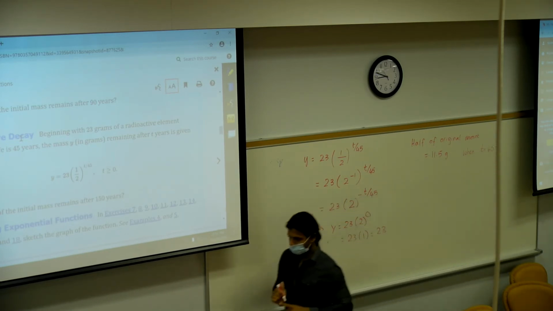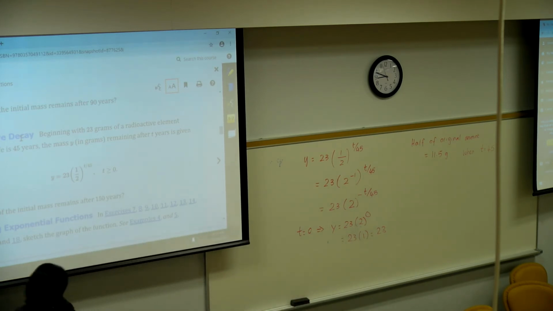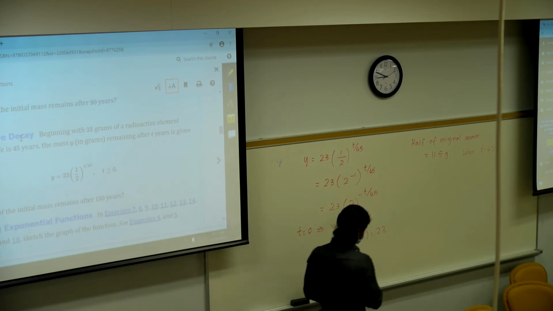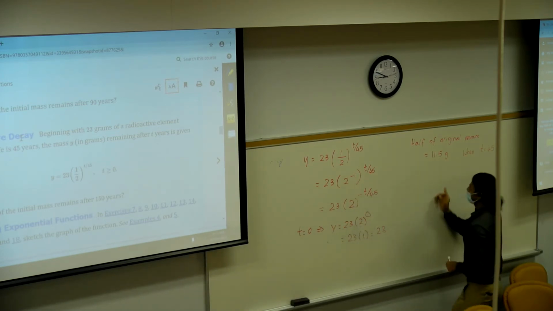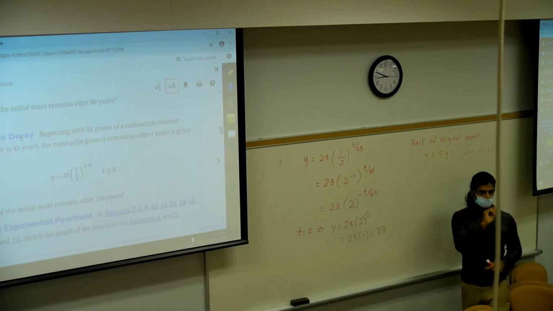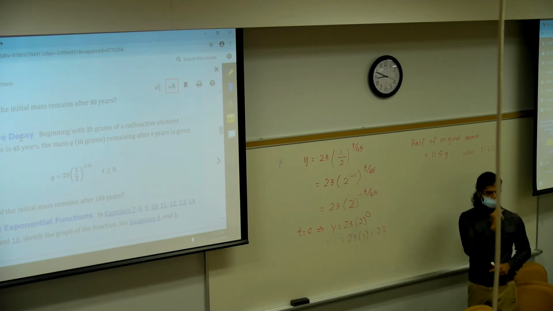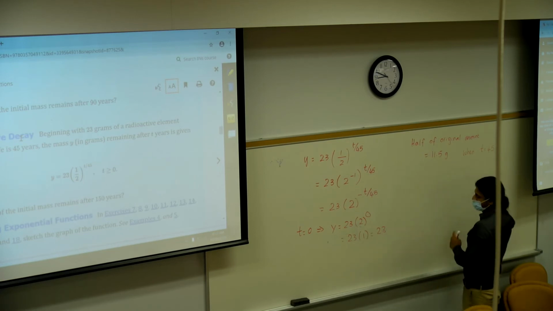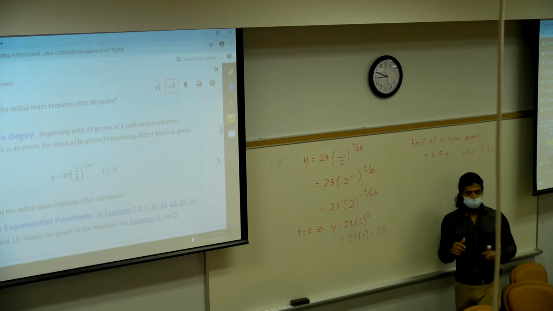Now, here is a logical question. Even before you start the problem, you could do a little bit of thinking. We want to know what happens at 150 years, right? Do you think the answer that we are about to find is going to be greater than 11.5 or less than 11.5? Less. Because you started at 23 and things are dropping, and when t equals 150, it is going to be a small amount.